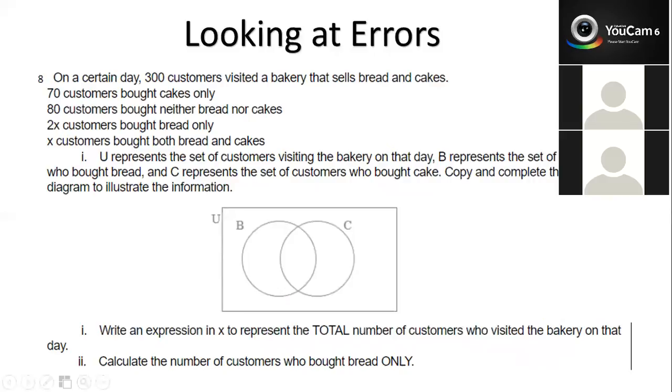Who's turn to read now? All right, let me see now. Jordan, read now. Chevelle, your turn to read. 300 customers visited a bakery that sells bread and cake. 70 customers bought cake only. 80 customers bought neither bread nor cake. 2x customers bought bread only. X customers bought both bread and cake.